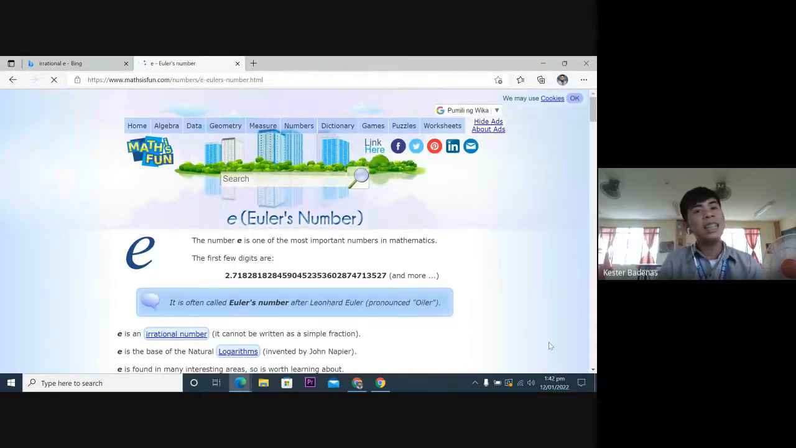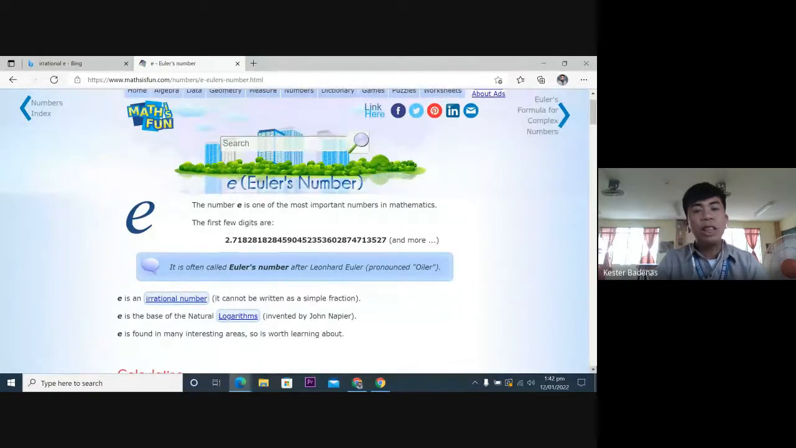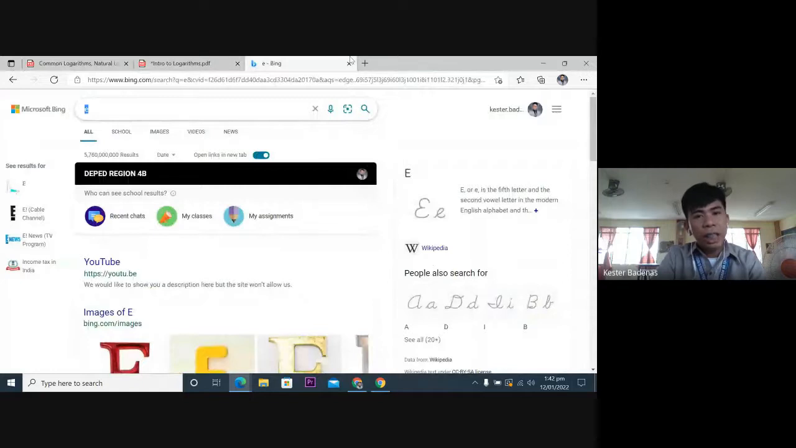Yung e class is what do we call the Euler's number? Euler's number. It is an irrational number, just like pi. And Euler's number is used in logarithm. If you have read this, second bullet here, aside from it is an irrational, e is the base of the natural logarithms. And we will encounter e here.